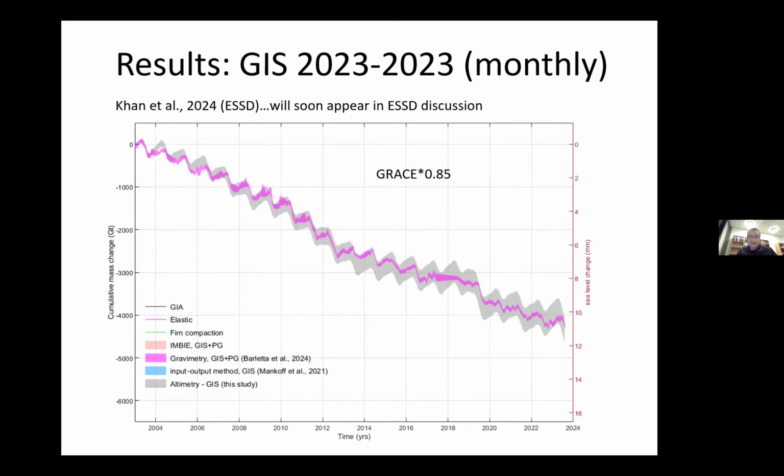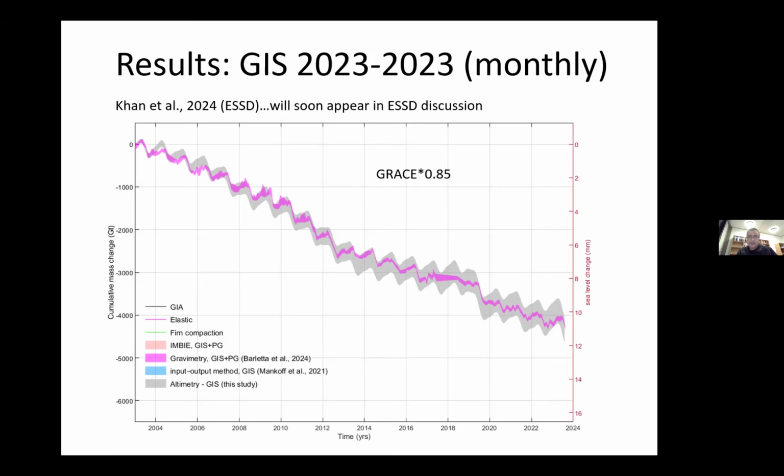Then we get something which looks like this. So I had just multiplied the GrIS estimate with 0.85, and so what we see here is that overall the trend looks fine, but also the seasonal signal between the two data products is very similar. For instance, here we have the huge melting and mass loss in 2019 and also in 2012 here.